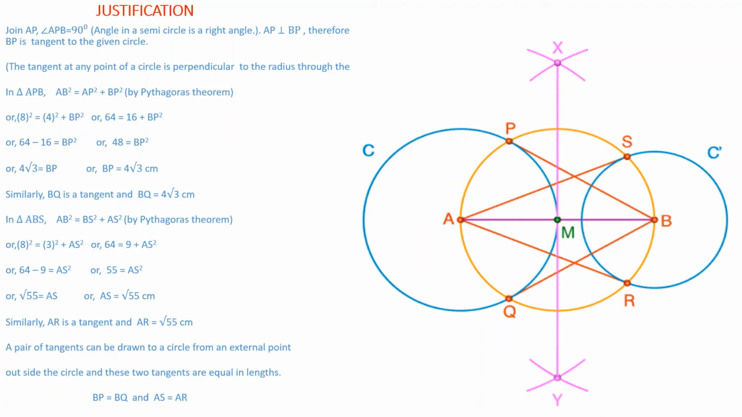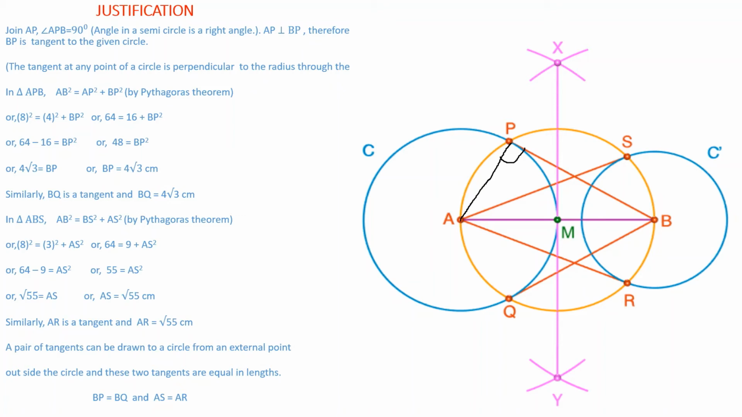Now join AP. When we join AP, we see AB is a diameter of this circle, because with M as center and MA as radius, we have drawn a circle which passes through A and B. So see the orange circle. For this orange circle, AB is the diameter. So AB is the diameter, so APB is an angle in a semicircle. Angle in a semicircle is a right angle. So this is a right angle.